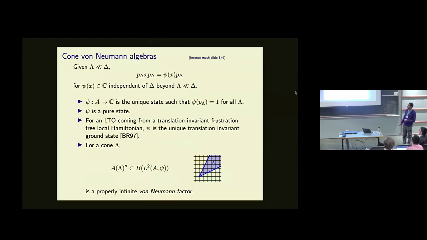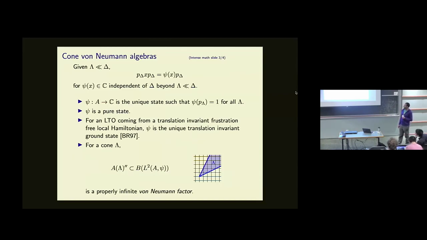So I think Liang Kong asked me at the beginning about a state, right? If you have this complete surrounding property, compressing by the projection for the big region to the small one gives me a number times that projection, and it's really independent of delta just beyond the fact that it completely surrounds it. You can take a bigger delta, it doesn't matter. But I get the unique state that evaluates to 1 on every one of these projections, and that tells you it's a pure state, okay? And from an LTO coming from a translation invariant frustration-free local Hamiltonian, this is the unique translation invariant ground state, from Bradley and Robinson.